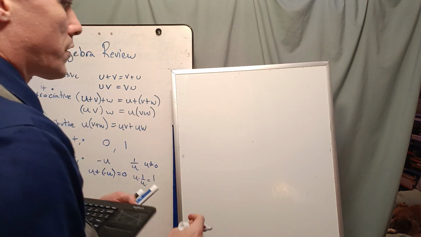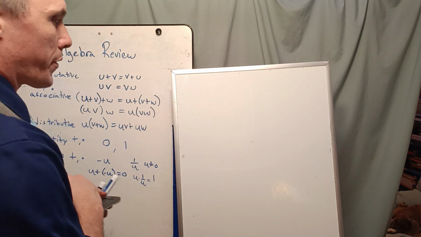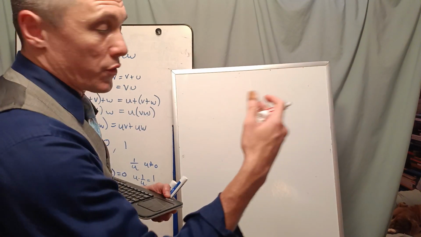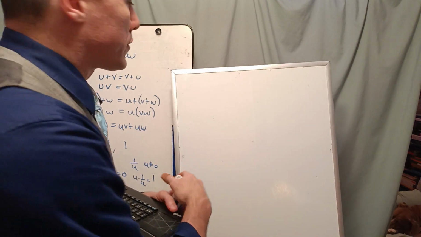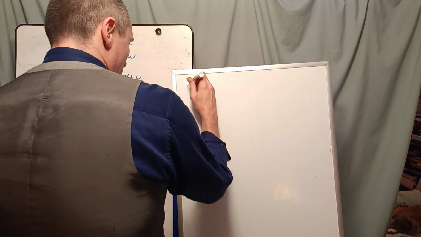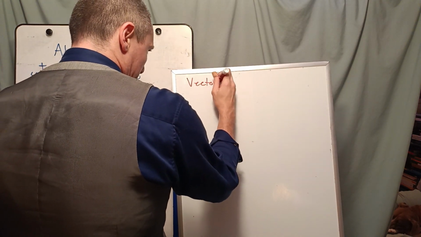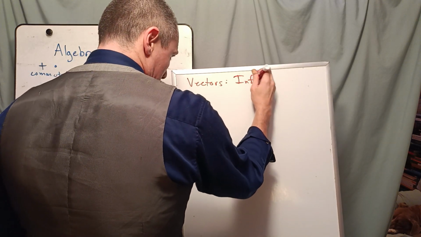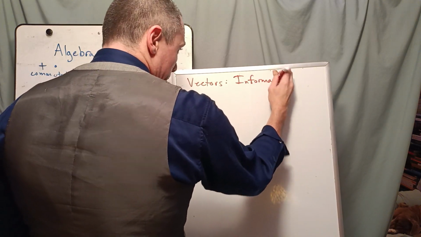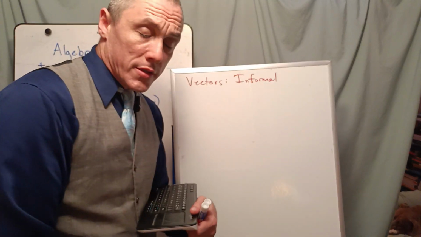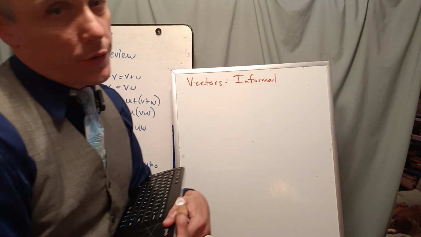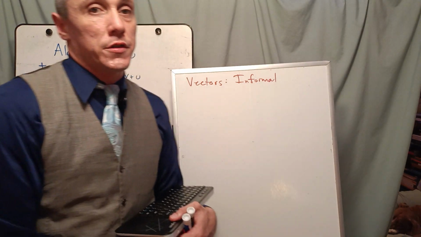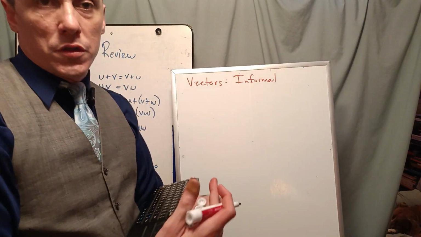So the first thing I think is an intuitive place to go. Let's actually list the sort of intuitive notions of vectors that you're going to be exposed to. So vectors, informal. And again, informal because I'm not presenting definitions here per se, and also informal because these are examples of vectors and not vectors in general.